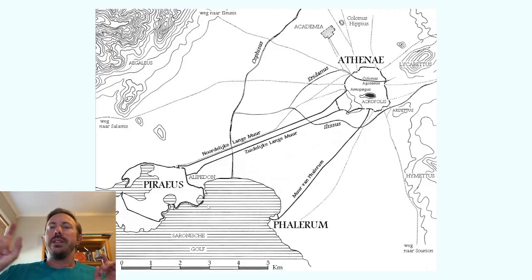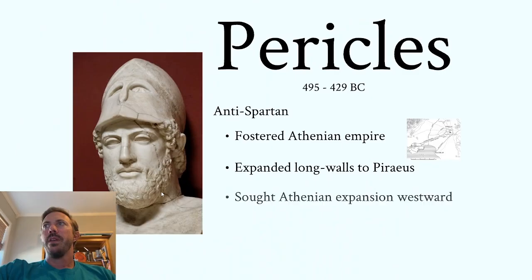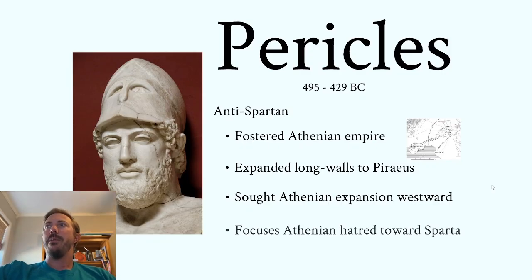Well, Pericles expanded these walls that connected the Piraeus to the Acropolis so that no matter what happened, the Acropolis would always be connected to its port city and would be able to escape or whatever, get supplies with the navy from the Piraeus. All right, so that's what happened. Pericles sought Athenian expansion westward toward Sparta, toward the rest of Greece, and toward Sicily and Italy, etc.